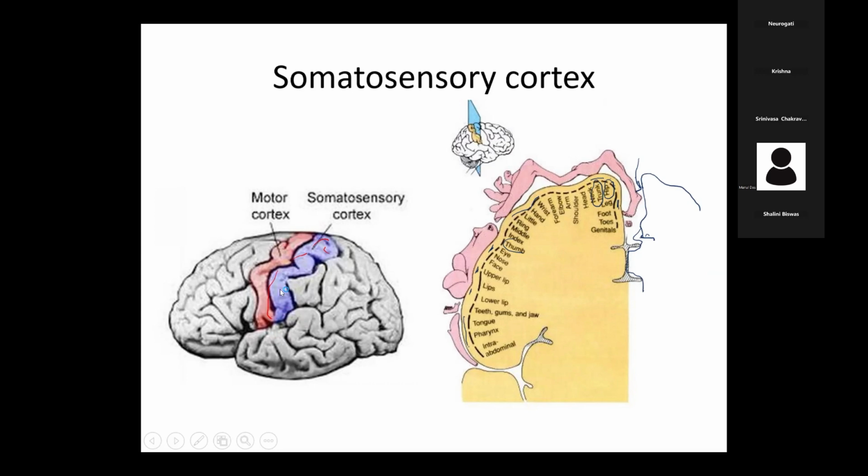Okay, so this purple region here is the area where touch input comes to the cortex. And here again, it is different. If you touch, for example, my right hand, that will activate one part of it. If you touch my right foot, it will activate a different part of it, and so on. So there's a mapping of the entire body surface onto the brain surface inside this somatosensory cortex.